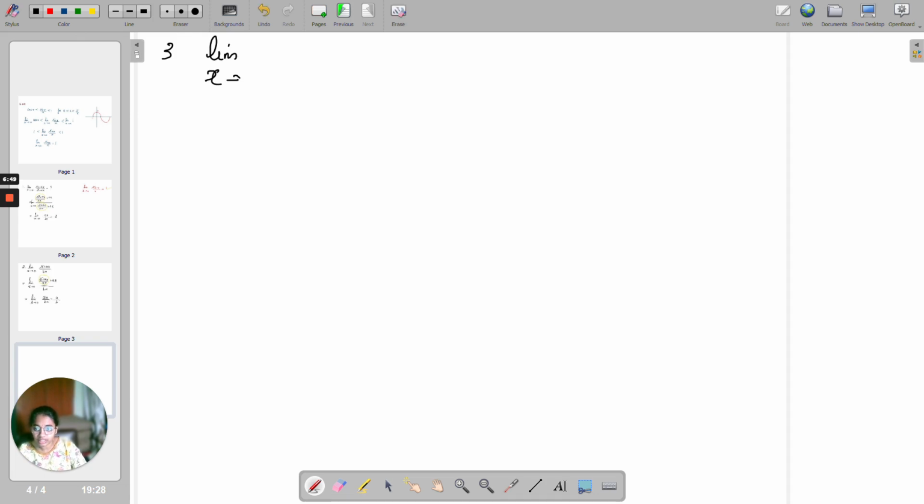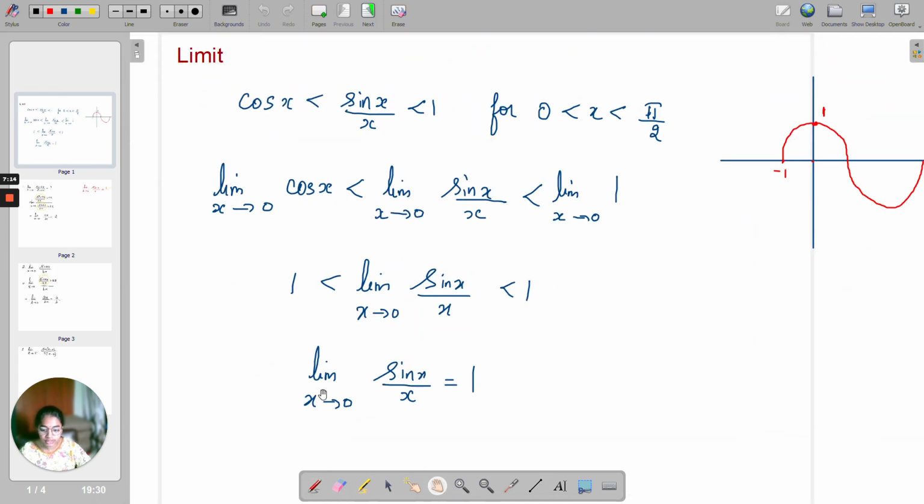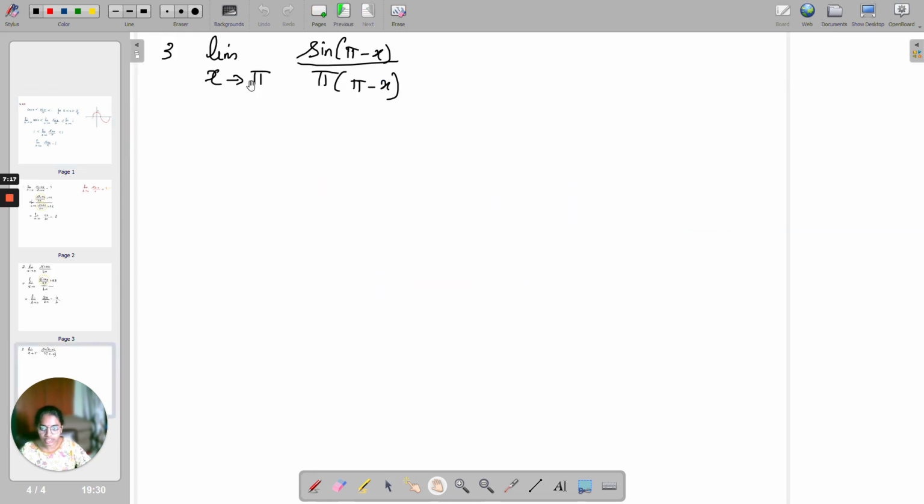Limit x tending to pi, sine of (pi minus x) divided by pi into (pi minus x). Now, you see in the formula we have x tending to 0. Here is the formula, x tending to 0. But in this question we have x tending to pi. Can I directly substitute sine (pi minus x) divided by (pi minus x) is 1? No, right? I'd have to convert this to 0. How would I do that?